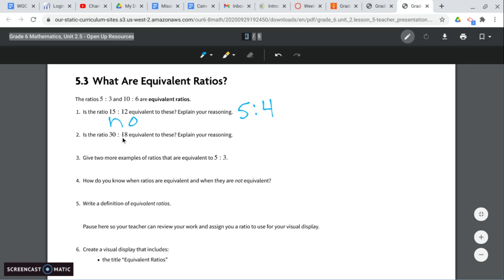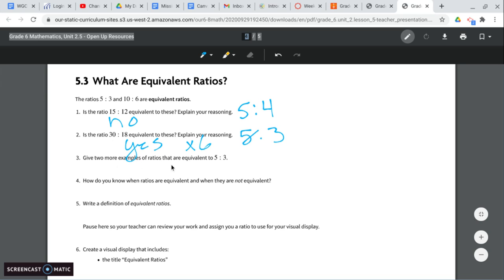What about number 2? Is the ratio 30:18 equivalent to these? Well, 30 and 18, those are both divisible by 6. 30 divided by 6 is 5. 18 divided by 6 is 3. Yes, it is. It's times 6. So for our explanation, times 6.